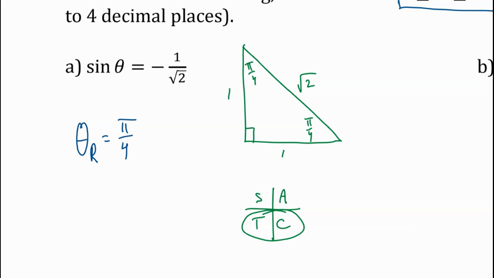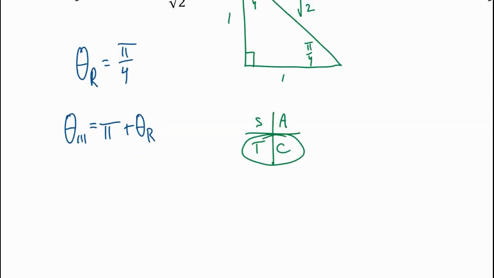So how do I do it for quadrant 3? Zach? 180 plus the theta related. But not 180 if we're in radians, it's? Pi, yeah, good. Pi plus theta related, which is pi plus pi by 4. How am I going to add those together? You turn the pi into a fraction, so it would be 4 pi over 4.